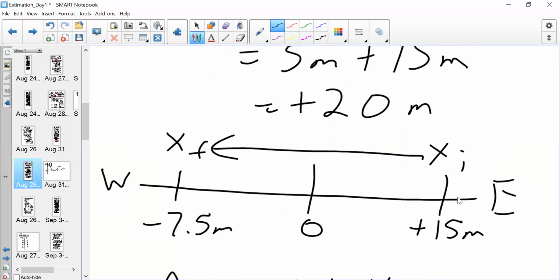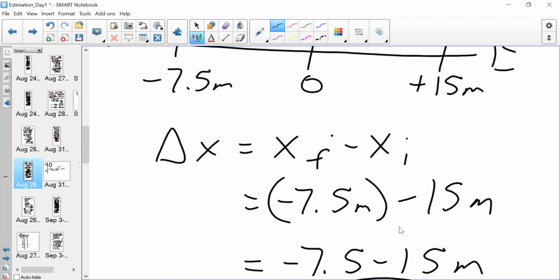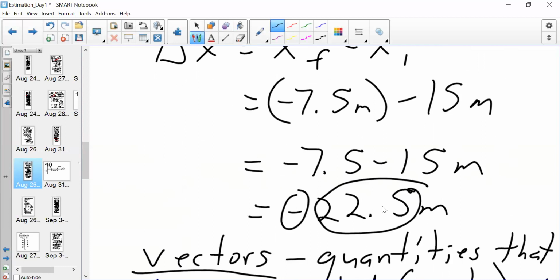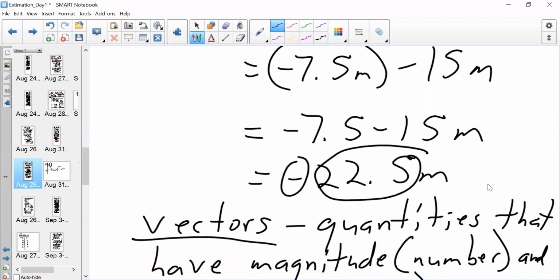And likewise, if I go the other way, initial position of 15, and then I stop at negative 7.5, negative 7.5 minus 15 gives me minus 22.5. Again, I went to the west, I went left. So my position change was 22.5 meters west. I can write it in the math form, or say 22.5 meters west.